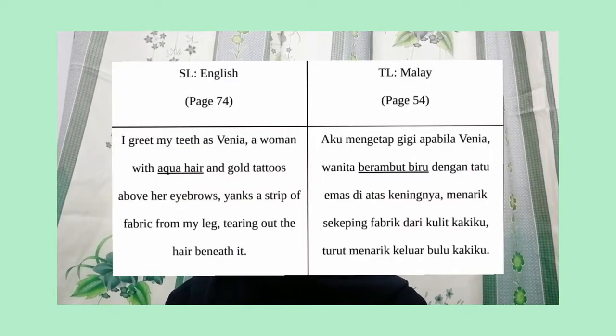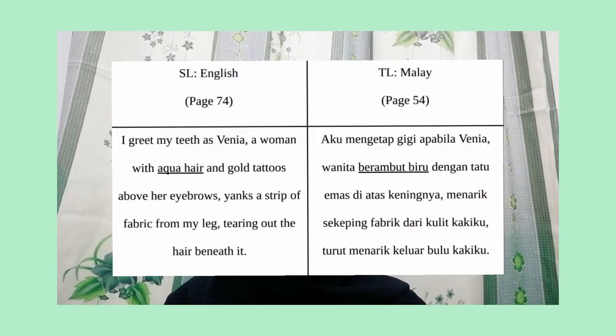So one of the examples from the English version of the Hunger Games is on page 74, where it mentions Venya, a woman with aqua hair color. So the words aqua hair were translated as berambut biru. According to Cambridge Dictionary, aqua is a greenish blue color, while hair means the mass of thin thread-like structure on the head of a person. Thus, the words aqua hair were translated as berambut biru instead of biru rambut, because it may seem off in the context of the target language.